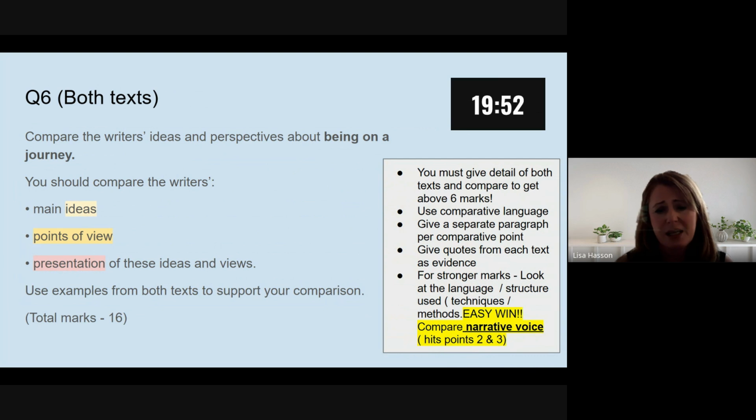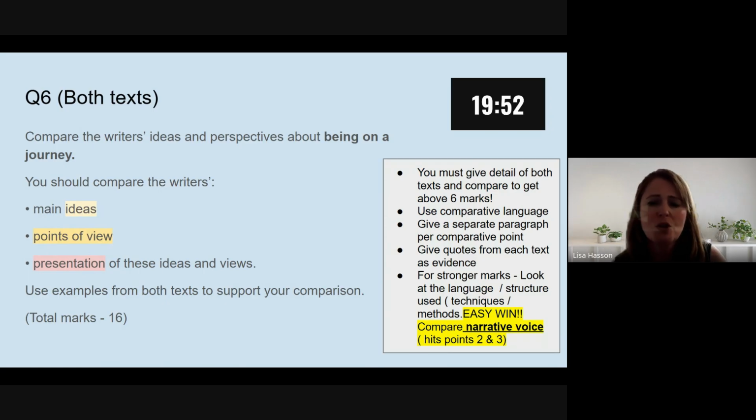Give quotes from each text as evidence. So every time you make a comment or comparative point about both of the texts, pull a quote out from both texts to add that sort of justification of that evidence. For stronger marks, also try and look at language and structural techniques. So it's a bit of a pulling together of all the different skills that you've been doing and all the questions up to this point. What you're doing here is you're pulling out similarities or differences, but you're also analysing the language or the structure that the writer has used as well to hit those top marks.